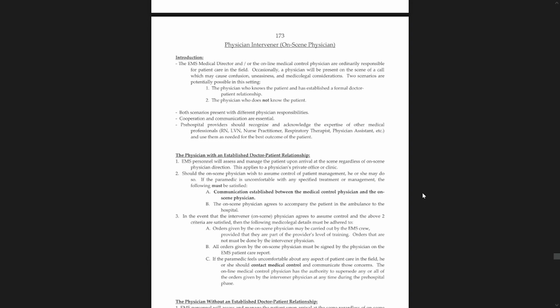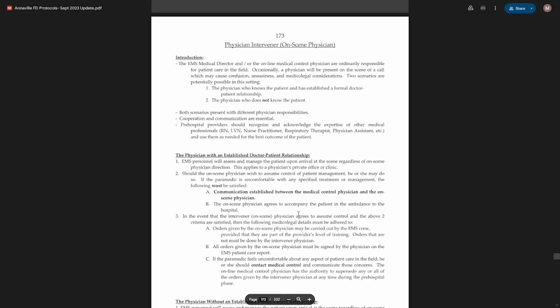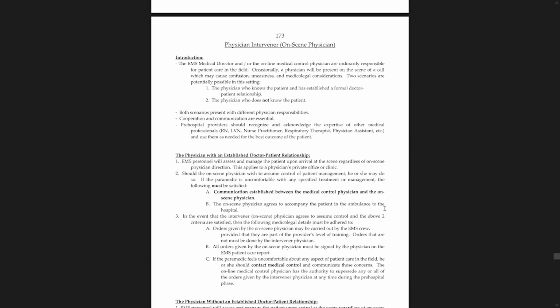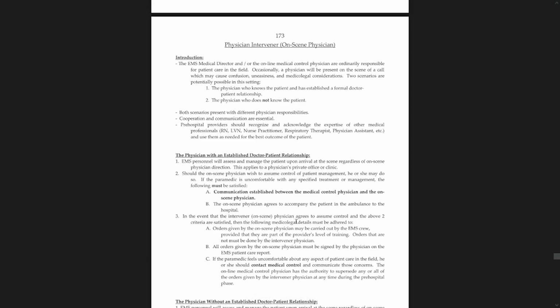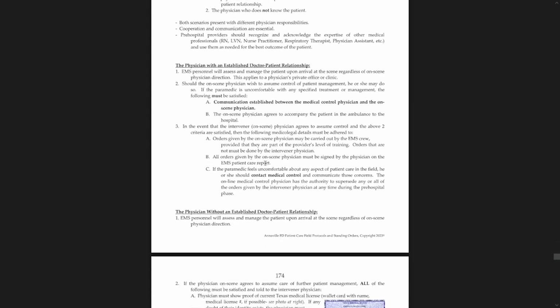The on-scene physician agrees to accompany the patient in the ambulance to the hospital. In the event the intervener on-scene physician agrees to assume control and the two above criteria are satisfied, then the following medico-legal details must be adhered to. Orders given by the on-scene physician must be carried out by the EMS crew provider, provided that they are part of the provider's level of training.